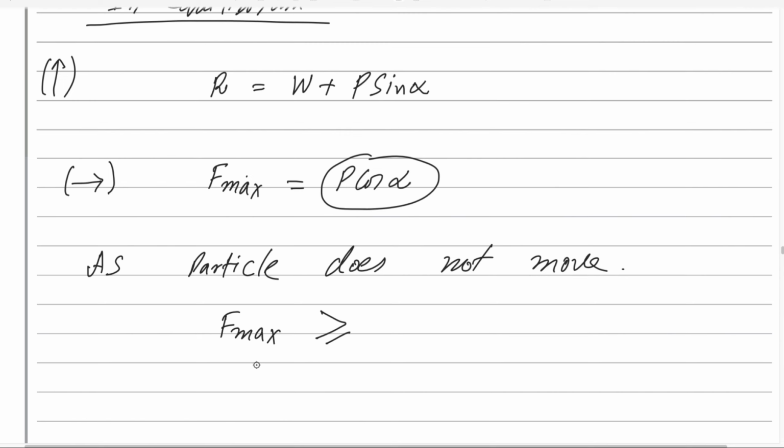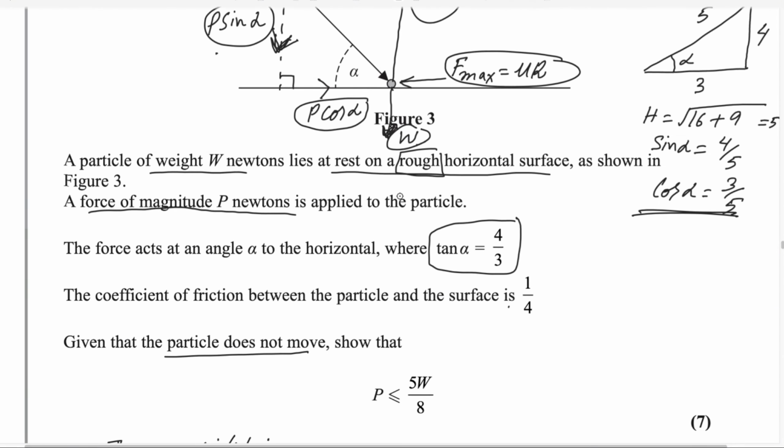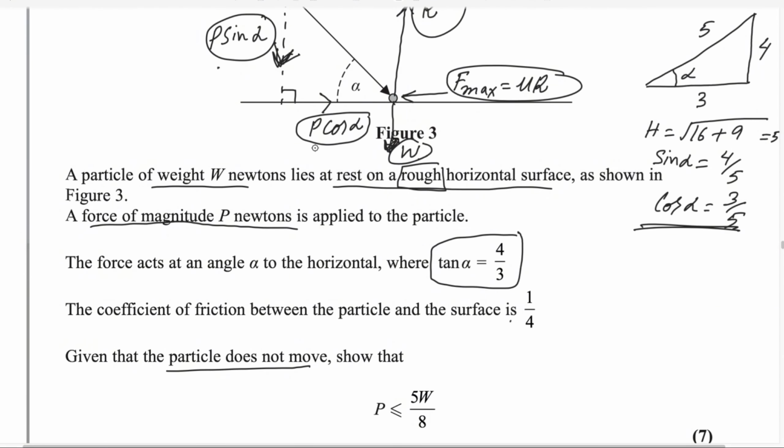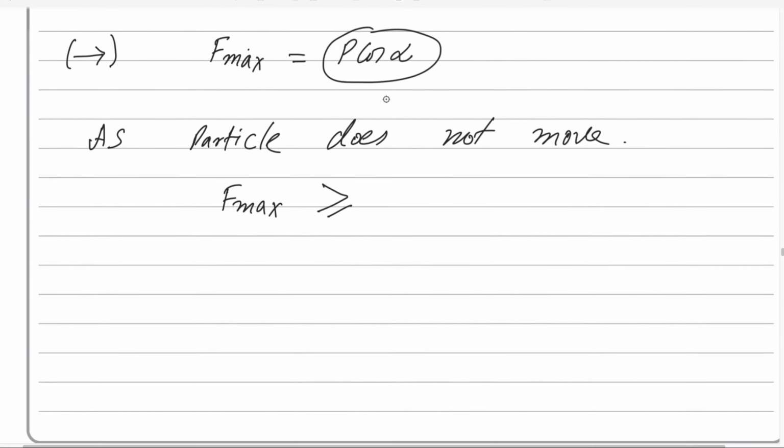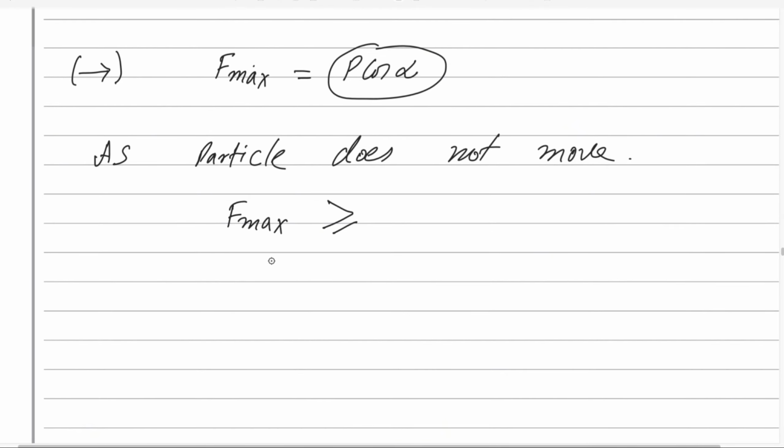For sure, if F max is greater than the component that is causing the motion towards the right, the only component causing motion towards the right side, that is P cosine alpha, the object will not move. Even if it is equal, still it will not move. So you can consider this condition. As the particle does not move, we can consider F max is greater than or equal to the component that is causing the motion, that is P cosine alpha. So this is the condition here.